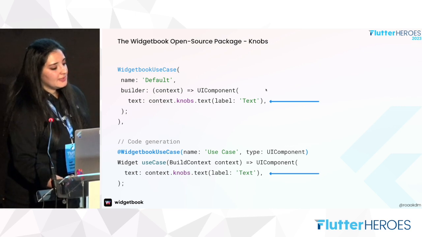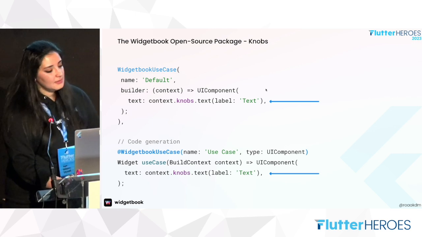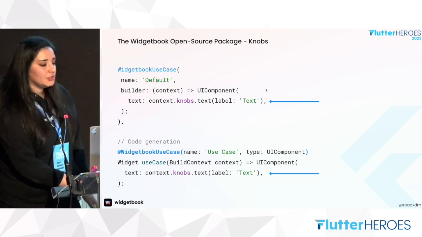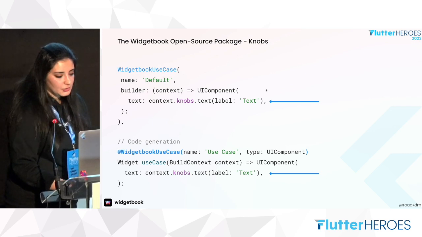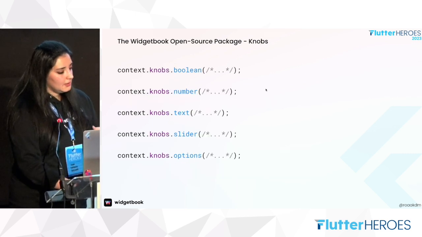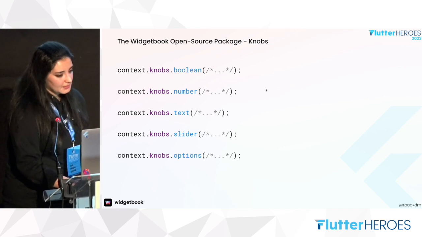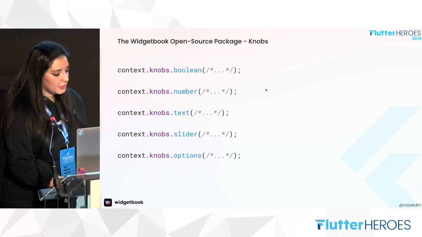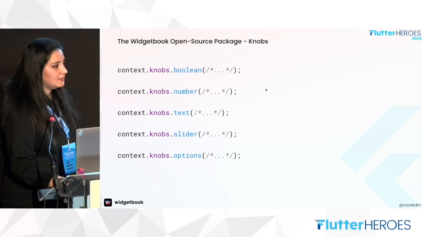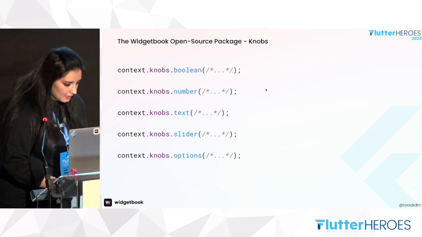What you simply do is access knobs through the context provided by the builder in your Widgetbook use case, whether it's the manual approach or the annotation approach. And you can use multiple types: Boolean, number, text, slider, or custom options to provide custom values.